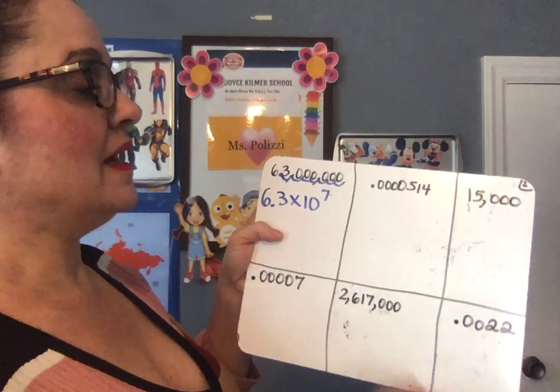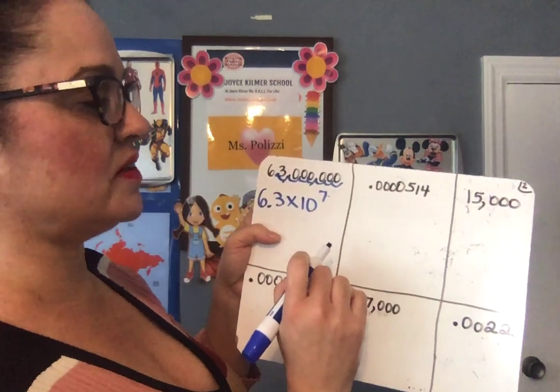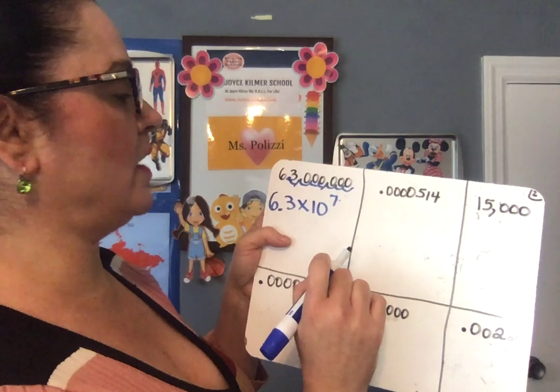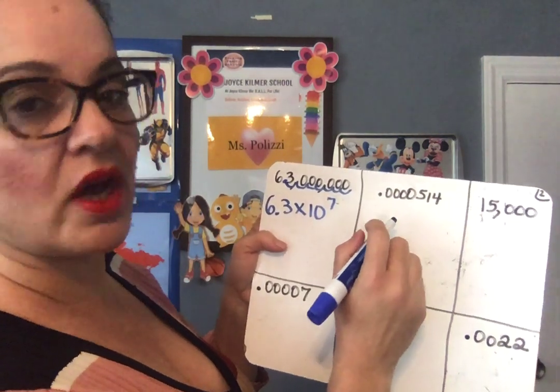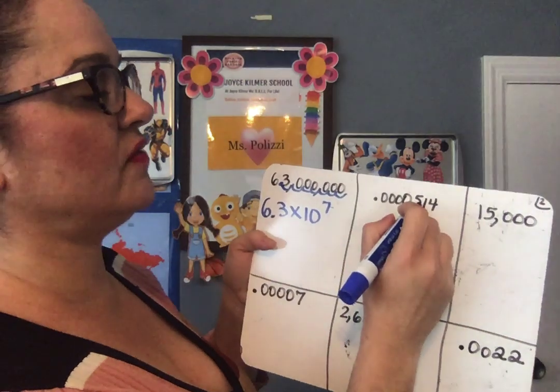Okay, now this example here, it begins with a decimal point. So we're going to go ahead on the right and put a decimal between our first two non-zero numbers, which is 5 and 1.